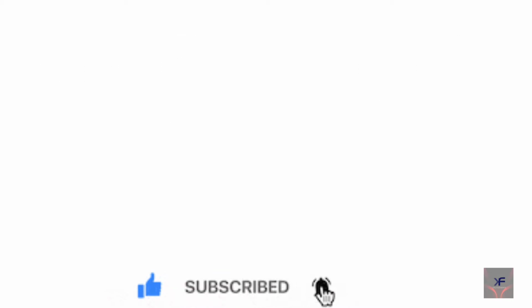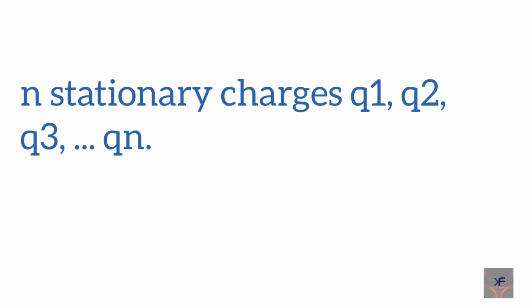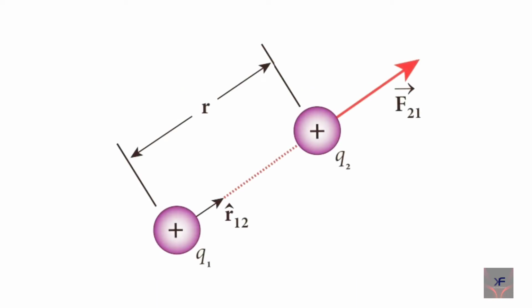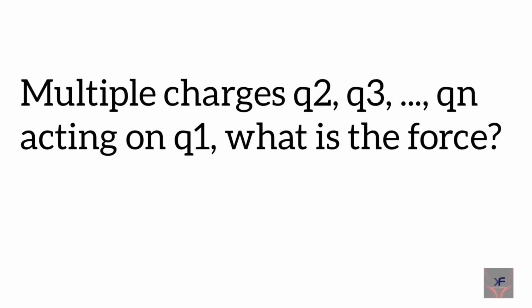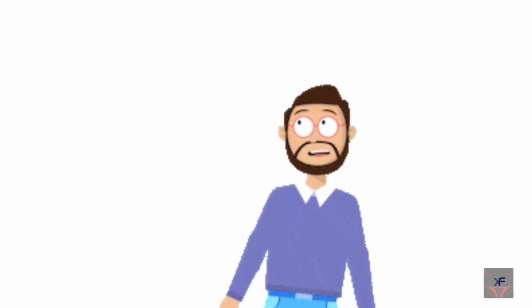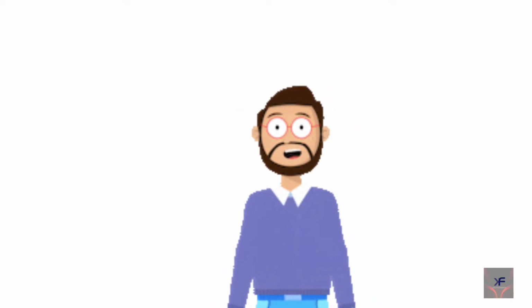Consider a system in vacuum of n stationary charges q1, q2, q3, up to qn. For one charge q2 acting on charge q1, the force can be calculated by Coulomb's law formula. But for multiple charges q2, q3, qn acting on q1, what is the force? Here Coulomb's law alone does not have the answer to this question. Now let's work out the force when multiple charges act on one charge from different directions.